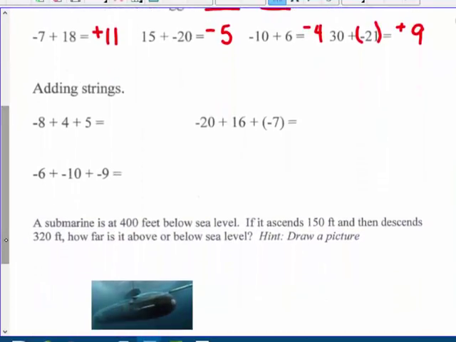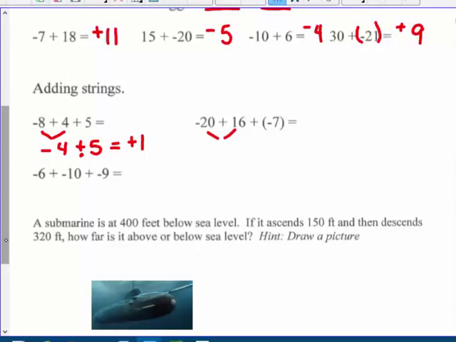Adding strings of numbers. So I'm subtracting, different sign, subtract. 8 take away 4 is 4. Take the sign, negative 4. Then you'll be exact. So now I have negative 4 plus 5. Different sign, subtract. 5 take away 4 is 1, and the answer, yes, is positive 1. Take the sign of the larger absolute value number, then you'll be exact.